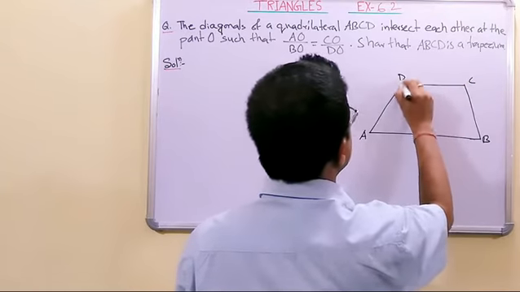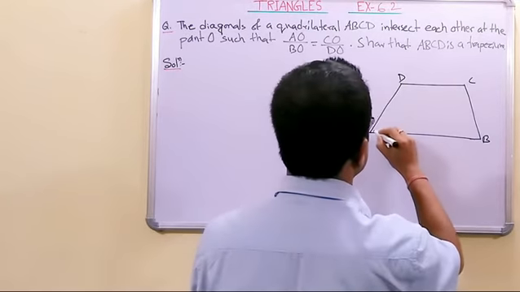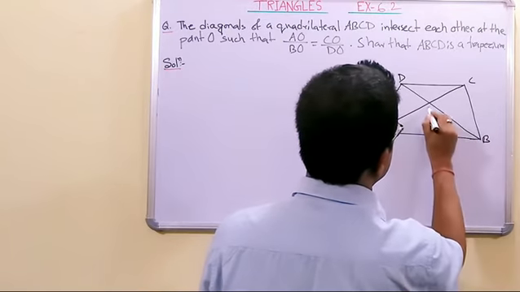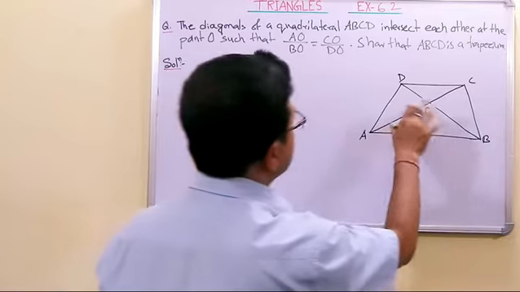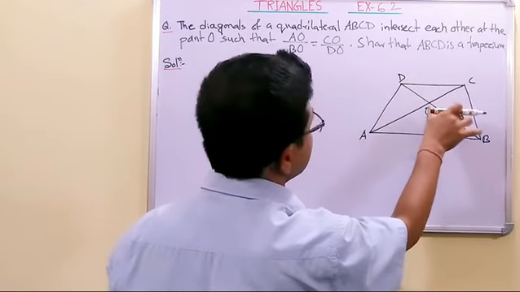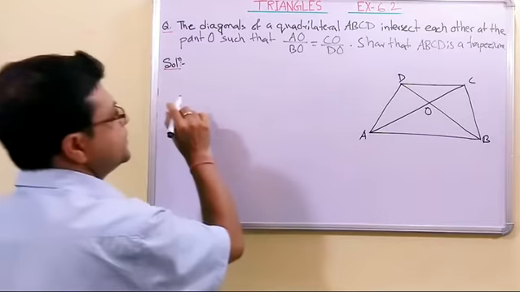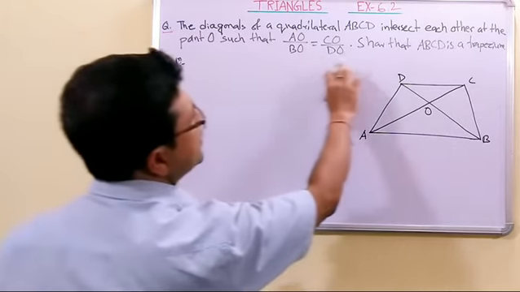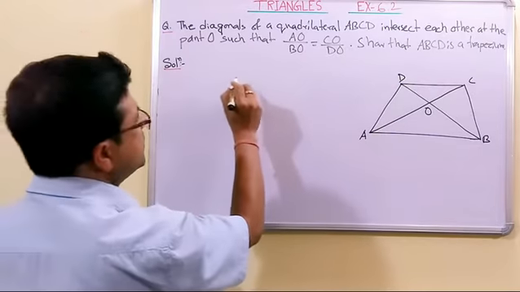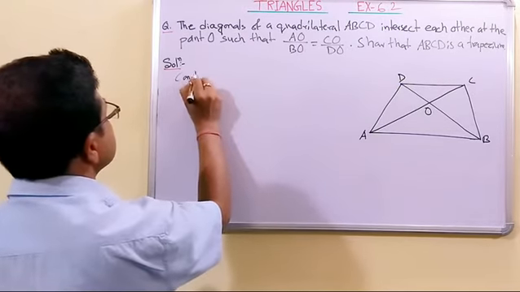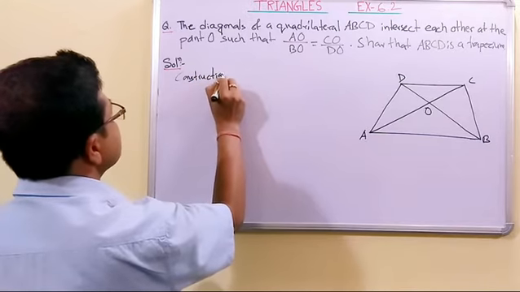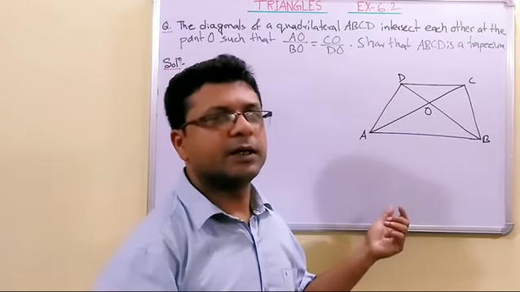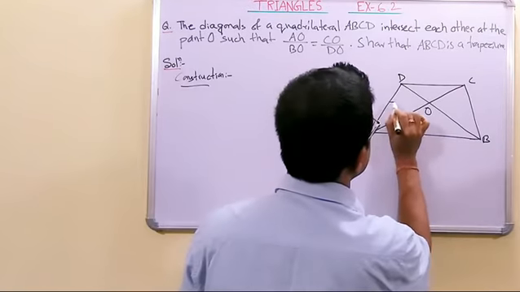ABCD is a quadrilateral. The diagonals intersect at O. Now AO by BO is equal to CO by DO. This is given. Alright. So before proving it, let us do some construction. Because here you see what we are doing, the BPT and the converse of BPT. So there parallel line is required. So let us draw a parallel line.